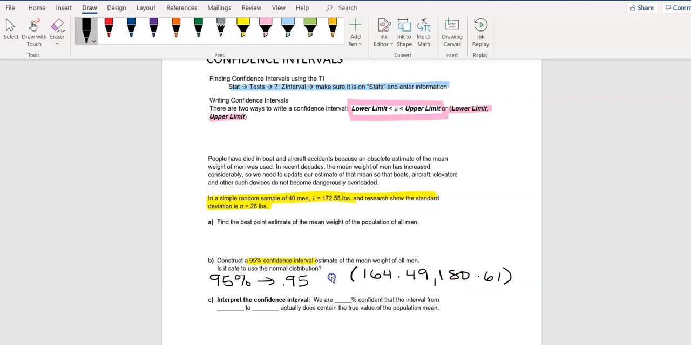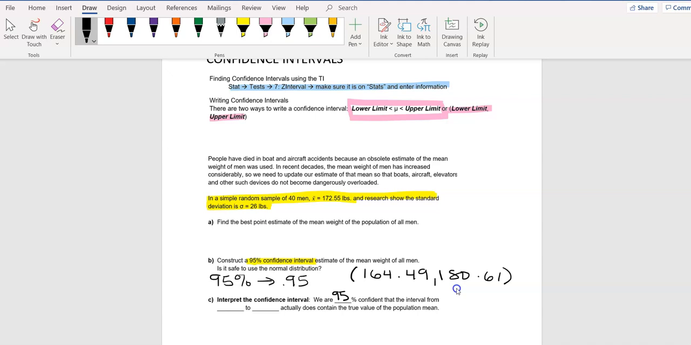And it's saying that with 95% confidence, in this interval from 164.49 to 180.61, we are going to get the true value of the mean. So meaning the mean is going to fall within that range. So I can actually write this in. So we are 95% confident. That's pretty high percent confidence in my opinion.